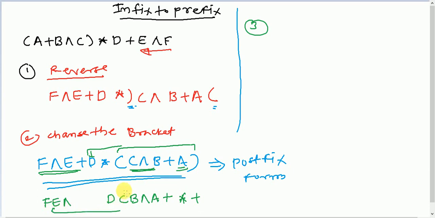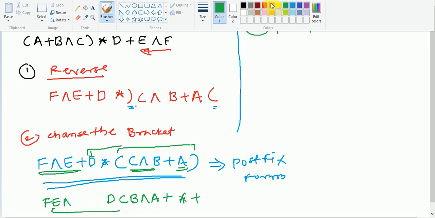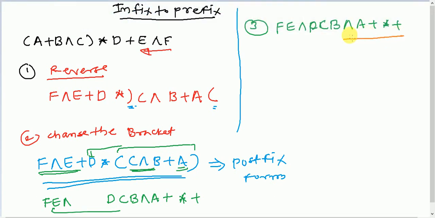So if I combine the complete expression, I'll get the answer as f e raised to d c b raised to a plus multiplication plus. Now what are we supposed to do? Again we are supposed to write the reverse of the given string. Okay, so if I reverse the given string, I'll get here plus multiplication plus a raised to b c d raised to e f. This is our prefix expression, which is the final answer.